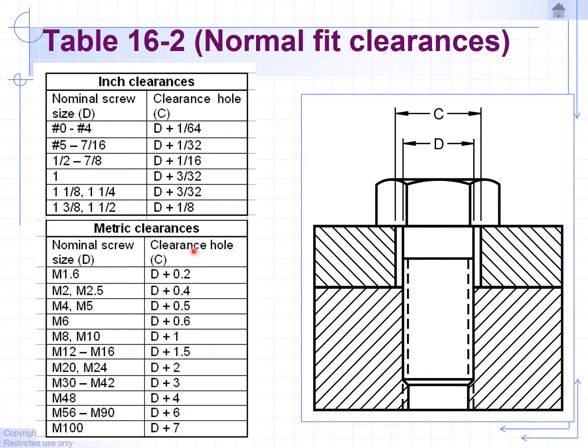And for metric, we're going to use these for our clearances. So these are the charts that you're going to follow. Typically, I'll go with 0.03 and maybe 0.06 for my clearances, depending on the size of the bolt.